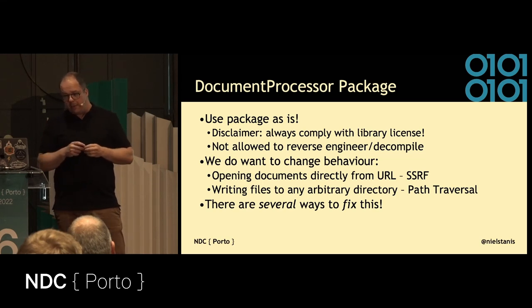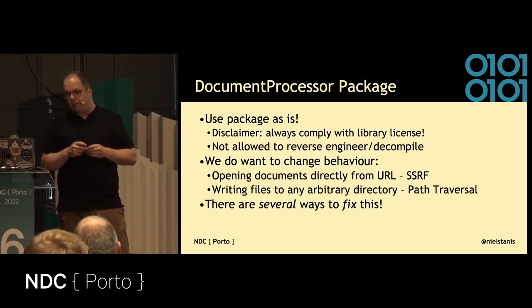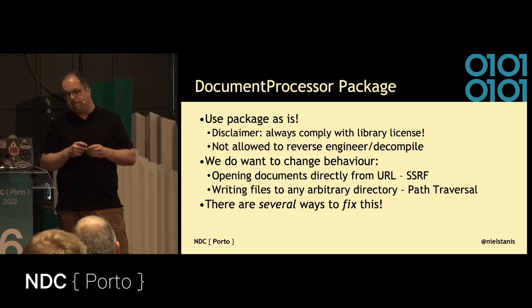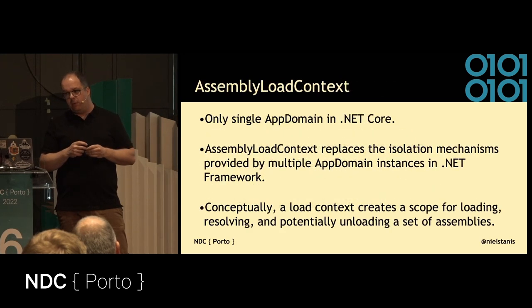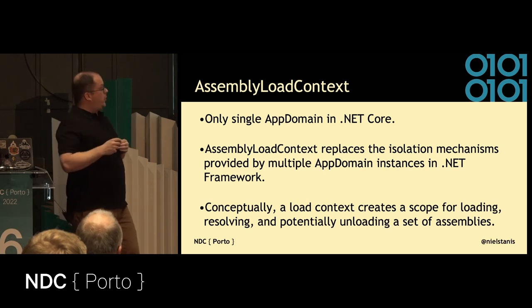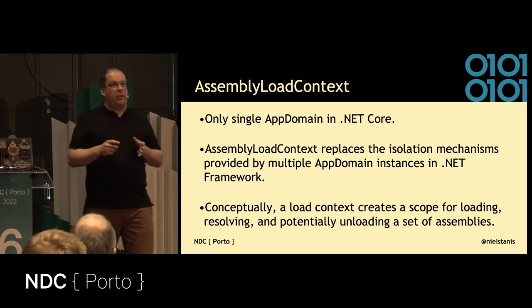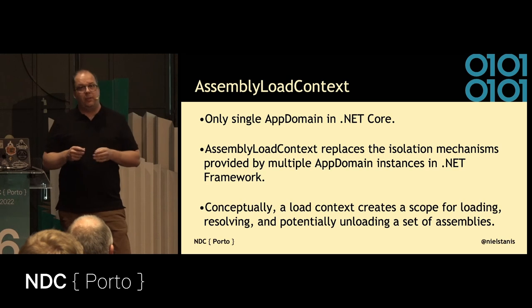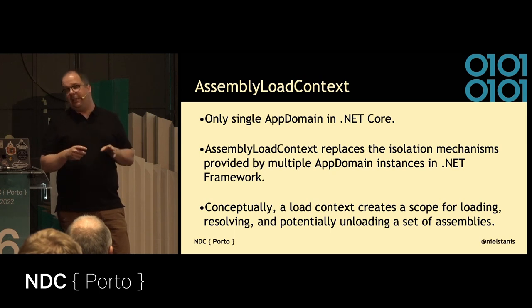So what are the things that we've got available for this piece? What can we do in order to fix this? Code access security heavily relied on a concept called AppDomains. But with .NET Core, there's only a single AppDomain from the start. They've never done multiples. It's probably impossible, but that's not the case.